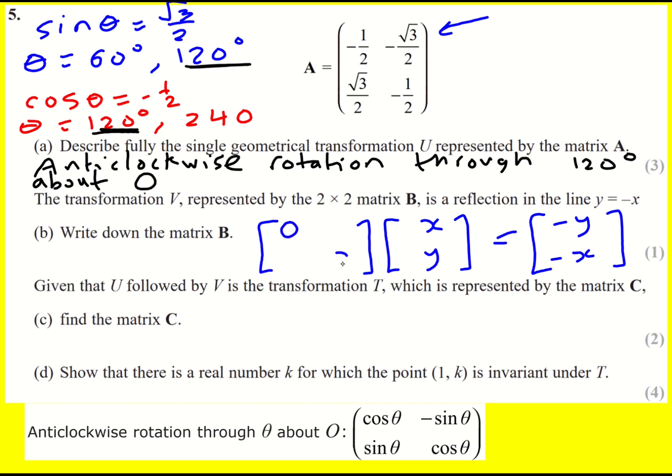So I need a 0 and a 0 here. And then if I want to get minus y, I need a minus 1 here. If I want to get minus x here, I need a minus 1 there. So that is actually going to be our answer, just this matrix here.